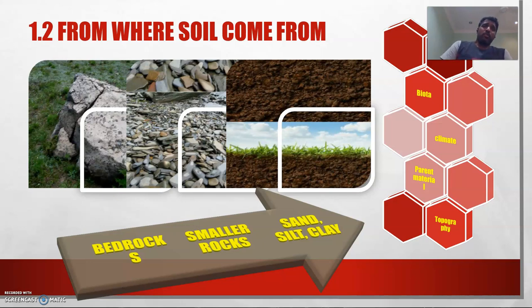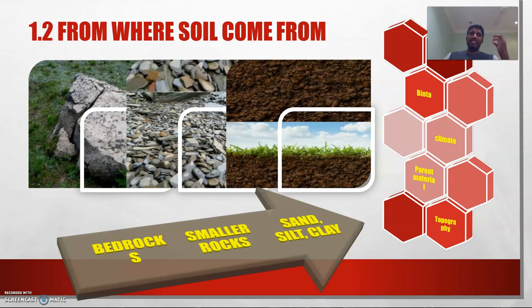How does soil form? What is actually weathering? Initially, before the soil forms, everything is in rock form. We call it bedrock. The whole layer is rock. It's going to go through weathering. The bedrock breaks down into smaller rocks, and further weathering continues until it forms sand, silt, and clay. Sand, silt, and clay are part of soil.